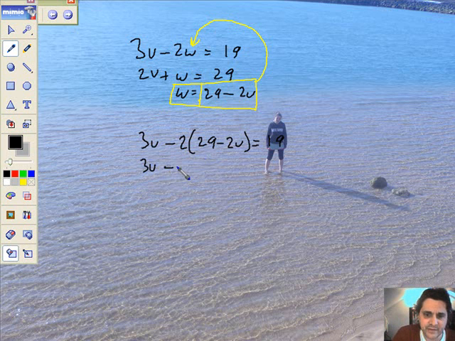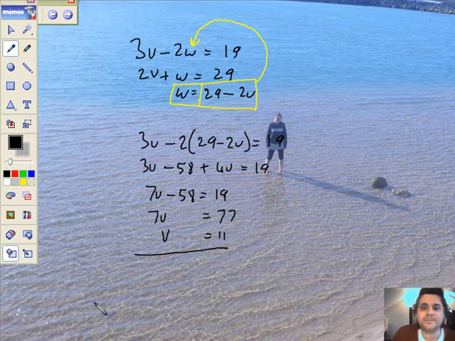So 3v minus 58 plus 4v comes to 19. Squishing up the v's, I've got 7v minus 58 is 19. 7v is going to be 19 plus 58, which is 77. So a single v is going to be 11.